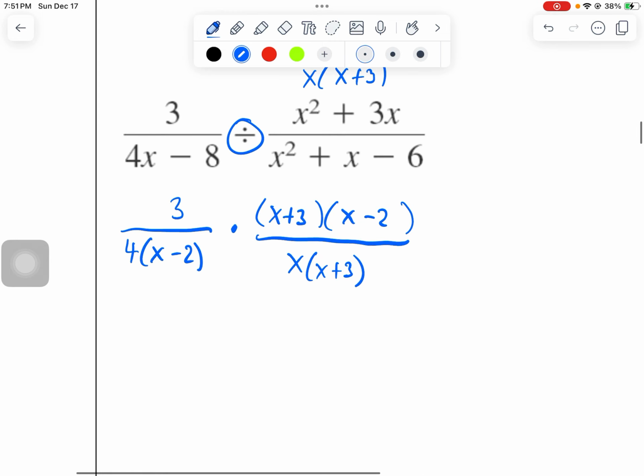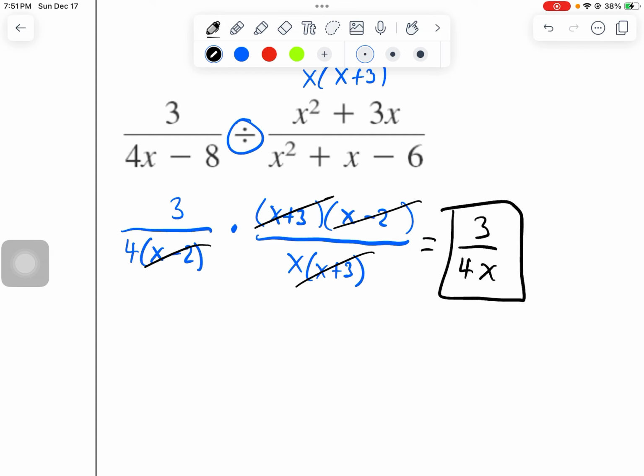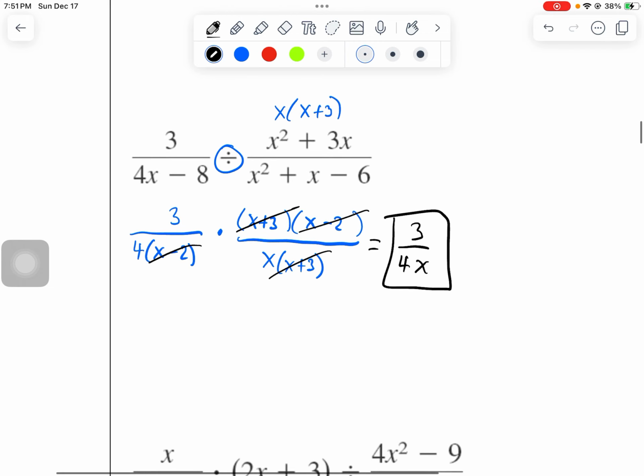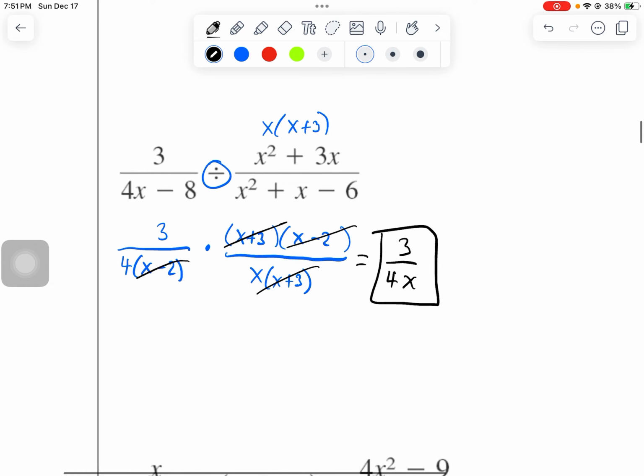All right, and now I'm just looking for stuff that I can cross off. I do see that I have an x plus 3 on the top and the bottom. I got an x minus 2 here and here. And then we're going to be left with 3 over 4x. So it didn't look like we were going to get anything close to that in the beginning, but sometimes you never know with these. They can even simplify down to a single number where there's no variable left.